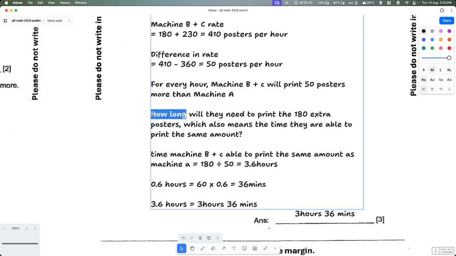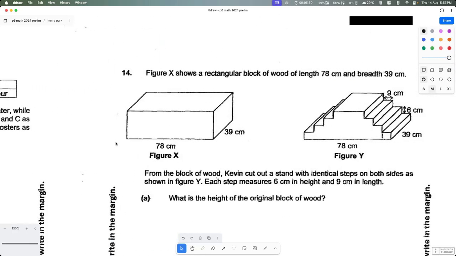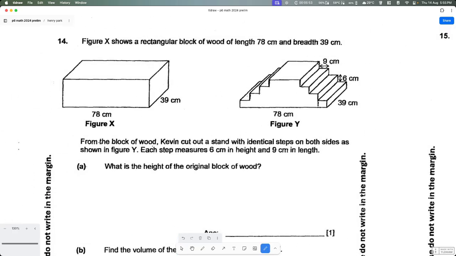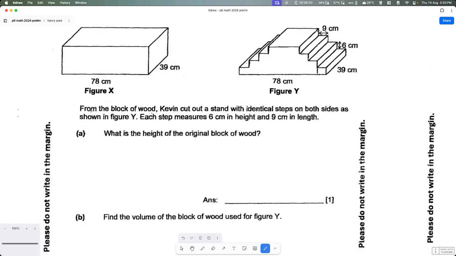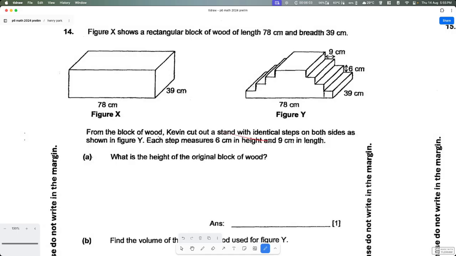Alright, that's it. Okay, let's move on to the next question. Question 14 over here. Figure X shows a rectangular block of wood, length 78 centimeters and breadth 39 centimeters. From the block of wood, Kevin cut out a stand with identical steps on both sides as shown in figure Y. Each step measures 6 centimeters in height and 9 centimeters in length. What is the height of the original wood?